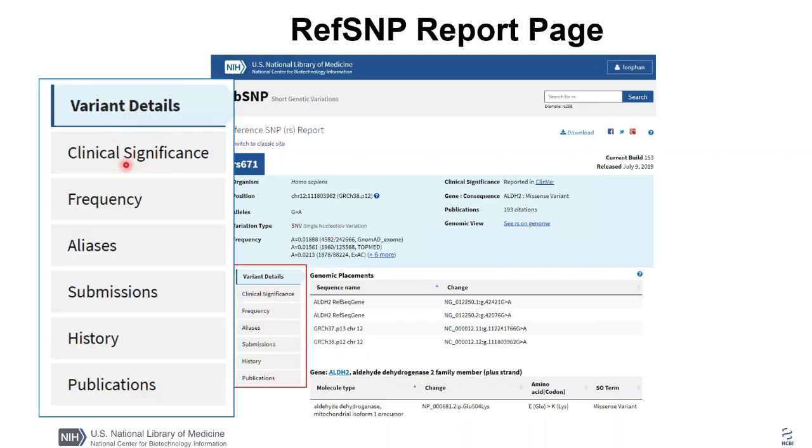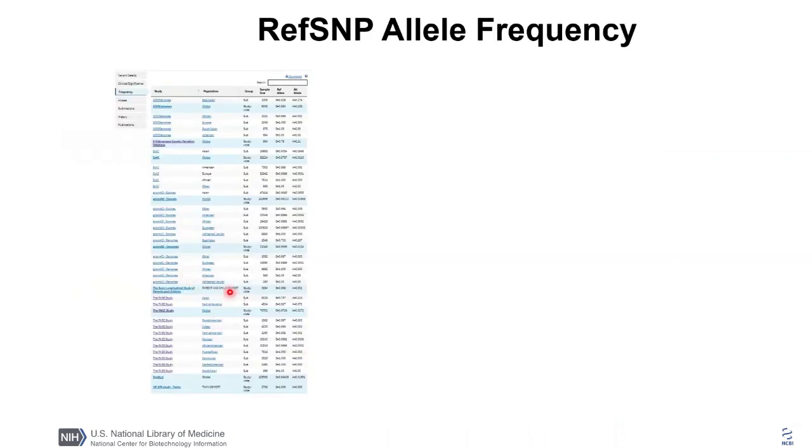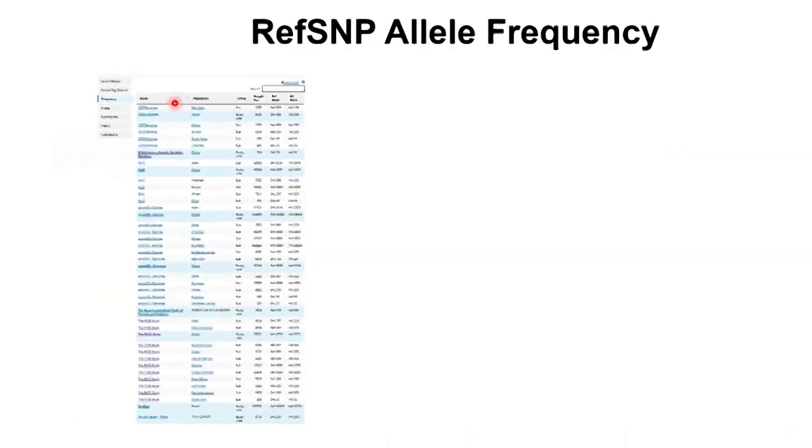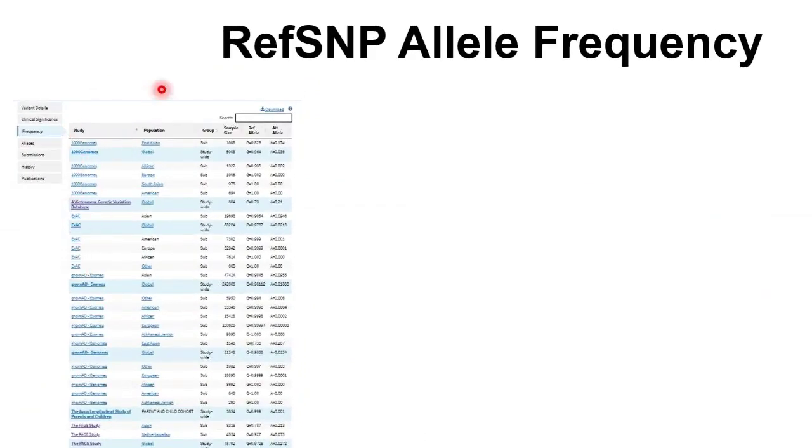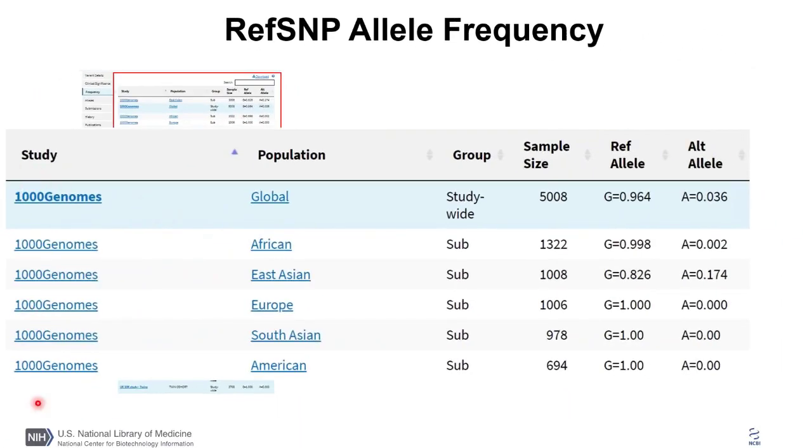So there's a tab for each of the categories of information, and you can drill down the information by clicking on the individual tabs. So for frequency, if you click on it, you get this big long table that shows you the studies, and then the subpopulation, the studies, and then the samples, and the allele frequency. So if we zoom in on one particular region, for instance here, this shows you 1000 Genomes studies.